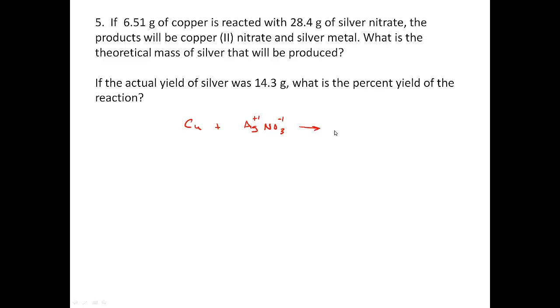It reacts to make copper 2 nitrate, Cu2+, nitrate is -1. Looks like we're going to need 2 nitrates there, and silver. Okay, silver by itself is just Ag. Let's go ahead and balance that. Looks like we're going to need 2 of these because of the nitrates, and then 2 silvers.